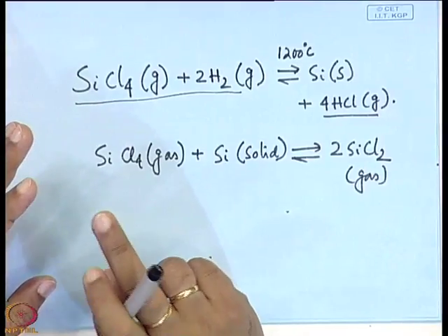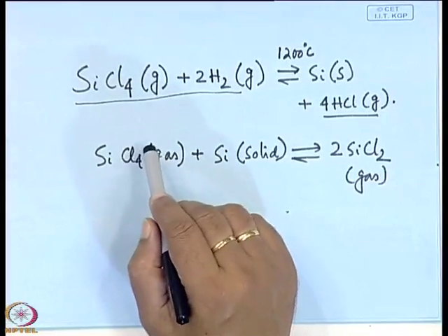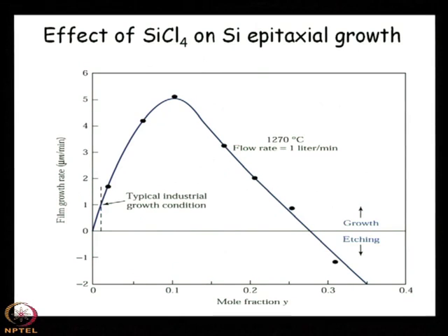Okay. So, what do people do? You have to quantify this SiCl4. In this view graph, you will see that this is the quantity of SiCl4. So, as the quantity of SiCl4 increases, the growth rate increases. For a particular value, it attains the peak. Then, as you increase the SiCl4, the growth rate decreases.